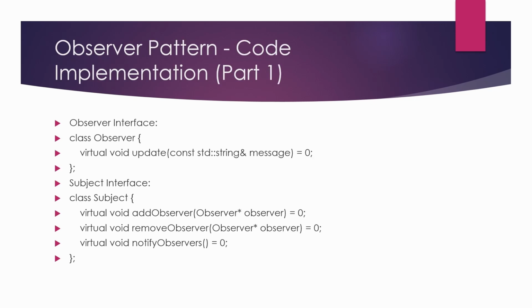Let's take a look at the code implementation of the observer pattern. First, we define the observer interface, which includes an update method that will be called when the subject's state changes. Similarly, we define the subject interface, which includes methods for adding, removing, and notifying observers.